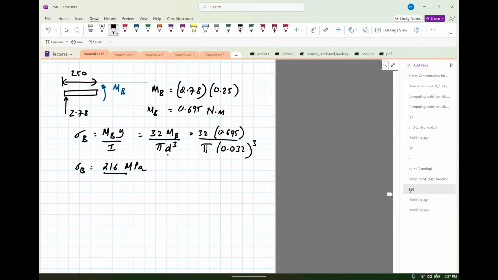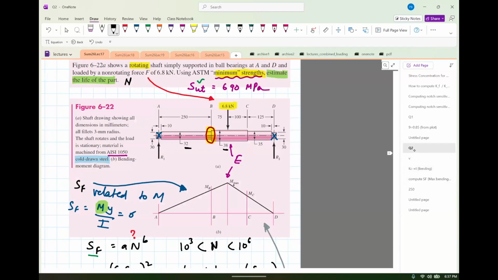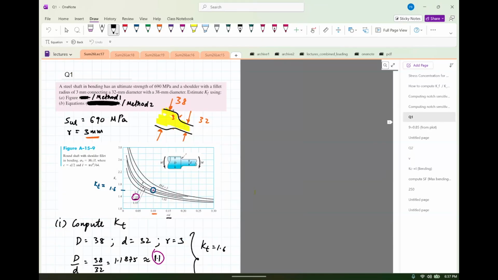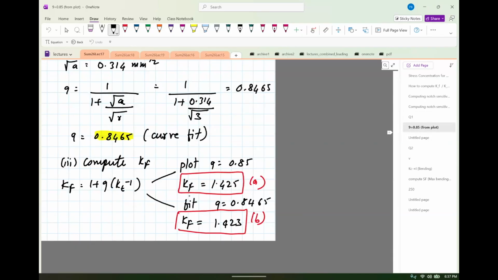However, the stress at B is actually much higher than 216, and that's because of the stress concentration factor. So next we'll compute Kf at B. Why? Because here we see that there's a change in geometry. Turns out that we've already solved this problem, where the geometry changes from 38 to 32. We found from last class that the stress concentration factor Kf is about 1.42, or 1.425, or 1.423 using different methods. They're almost the same, so let's just stick with 1.425.